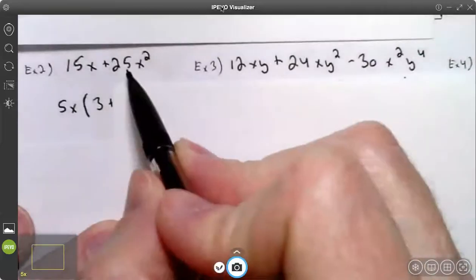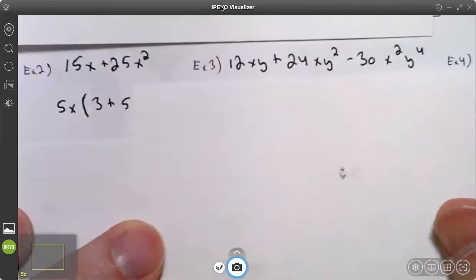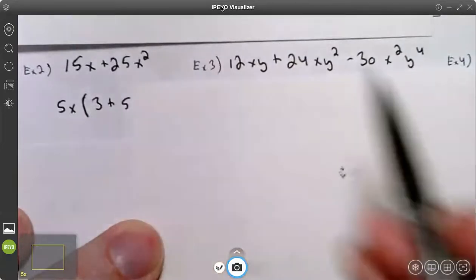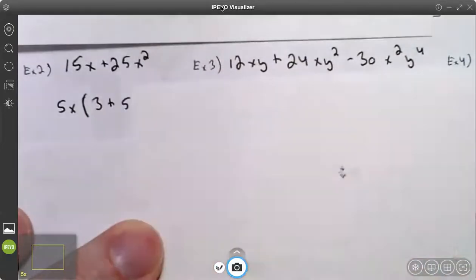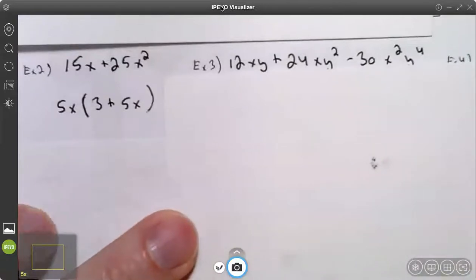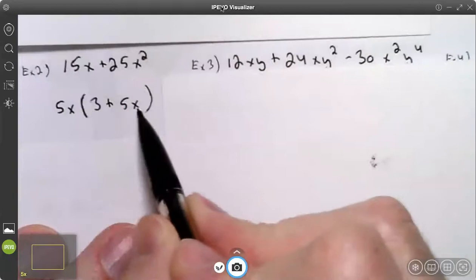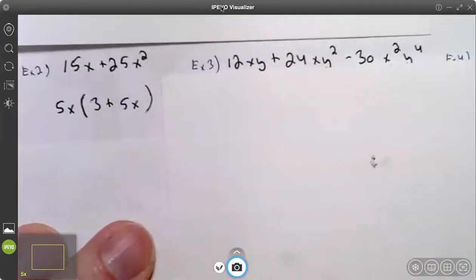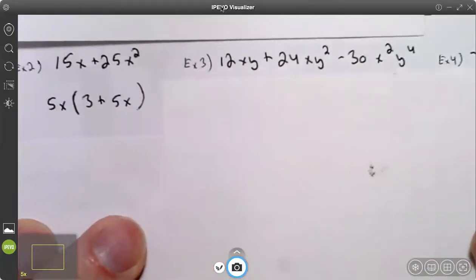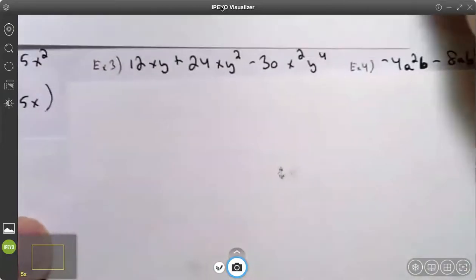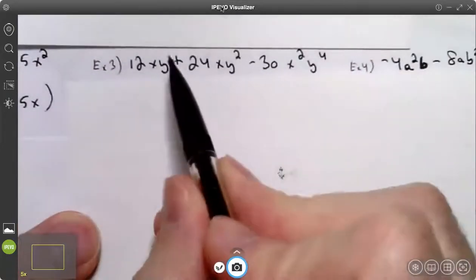All right, I factored a 5 out of this 25, so that's going to leave me with 5 because 5 times 5 is 25. I had 2 x's. I factored 1 out. That leaves me with 1. And again, you can check your work. 5x times 3 is 15x. 5x times 5x is 25x squared. On the next one, I have 4 terms.